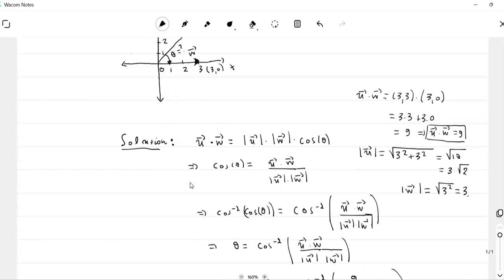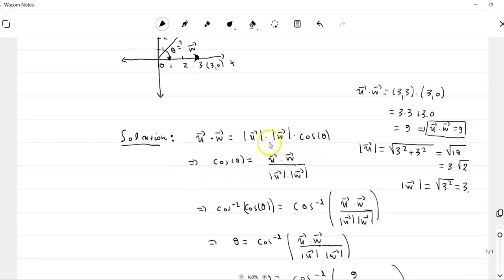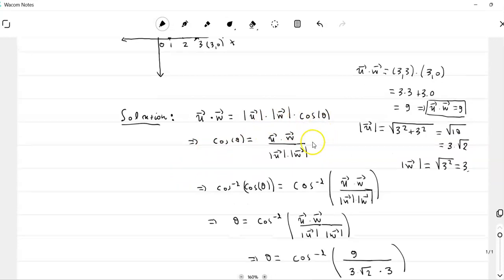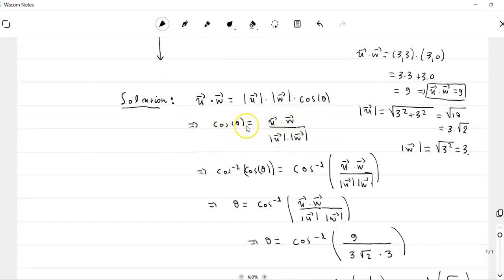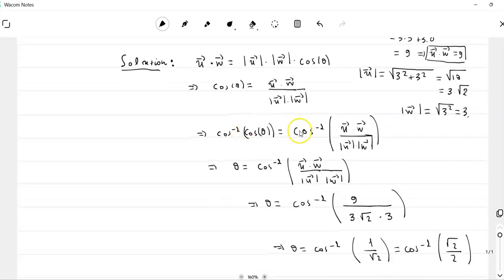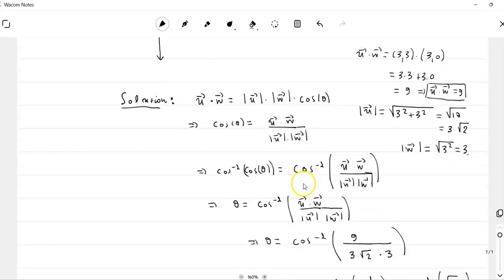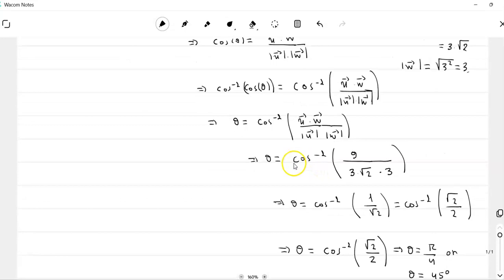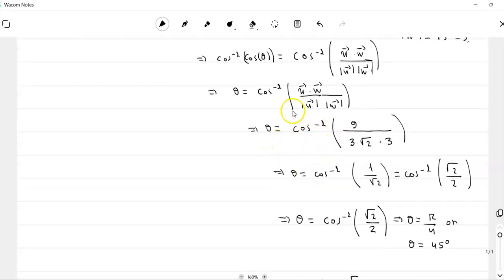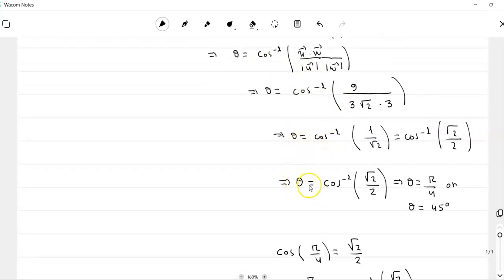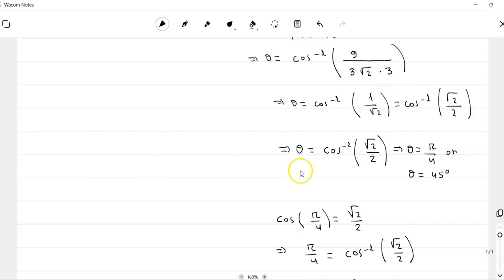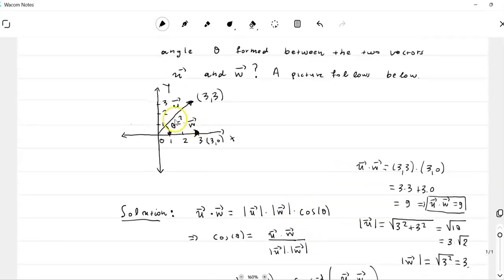So again, I have a formula that gives me indirectly the angle. I solve with respect to cos theta. Then I substitute the computations in the numerator and the denominator, and I use the properties of the arc cos function in order to get back and obtain my angle. So in this example, the angle between the two vectors is 45 degrees.